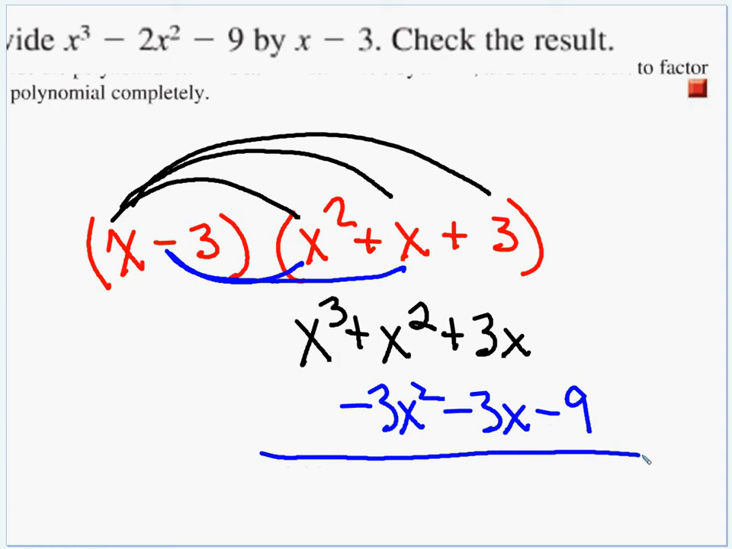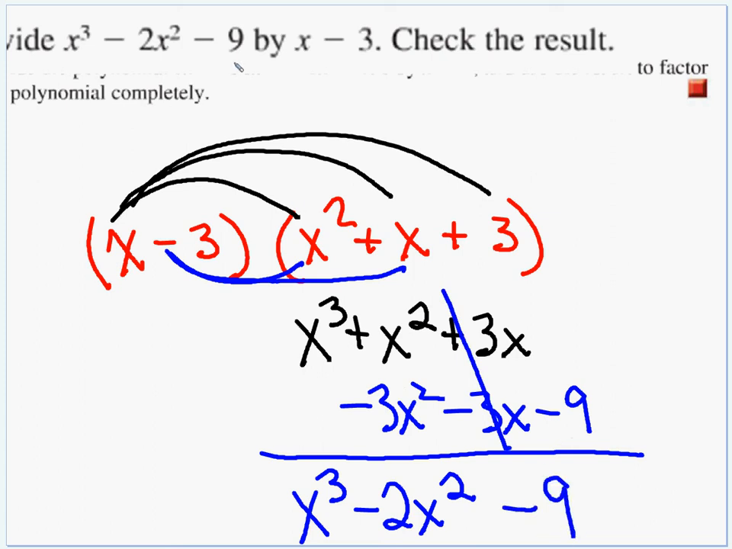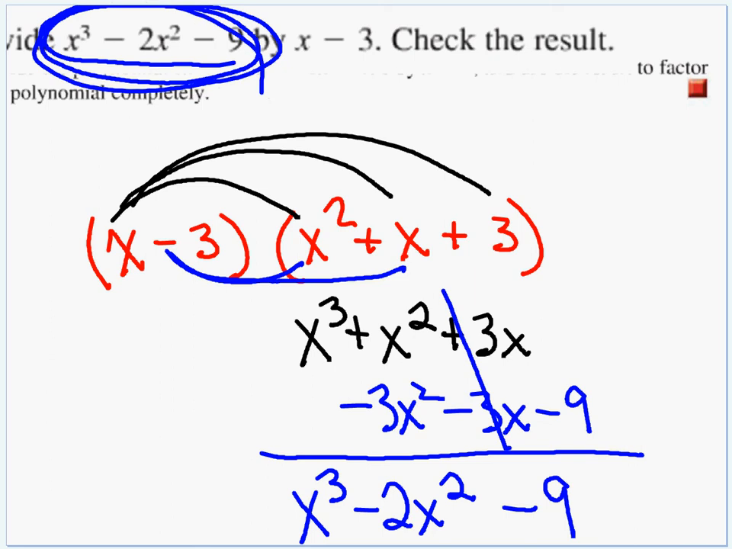If we add up our like terms here, the first column, we still get the x to the third. There, x squared minus 3x squared is minus 2x squared. 3x and negative 3x cancel, and then we've got this minus 9. And that is exactly where this problem began, right here. So it looks like we did it.